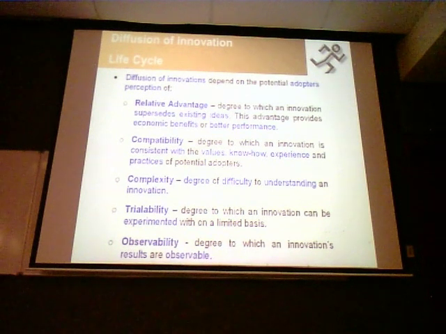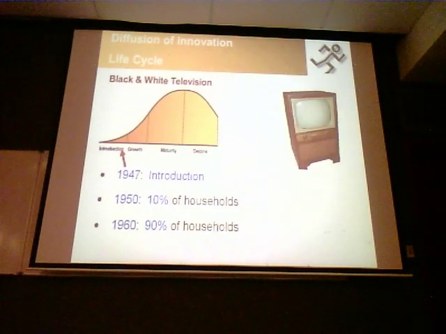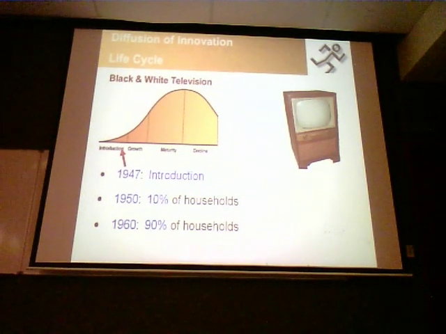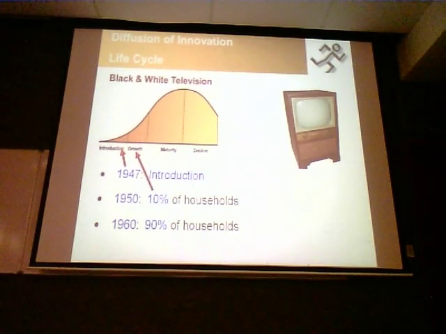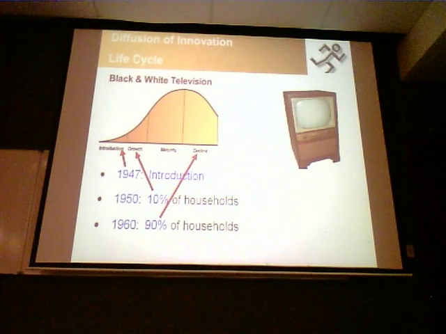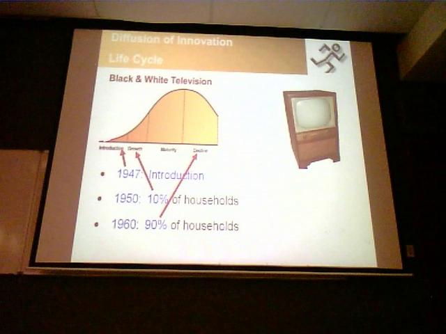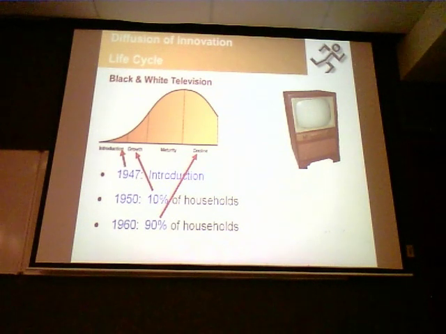So one of the quickest products into market was the black and white television. It was introduced in 1947 and got to about 10% of the households in 3 years. So it quickly got into the growth phase, and broke all the rules. Then it went along that customer adoption curve to 90% of the households within about 13 years. So it was very quick in the market.